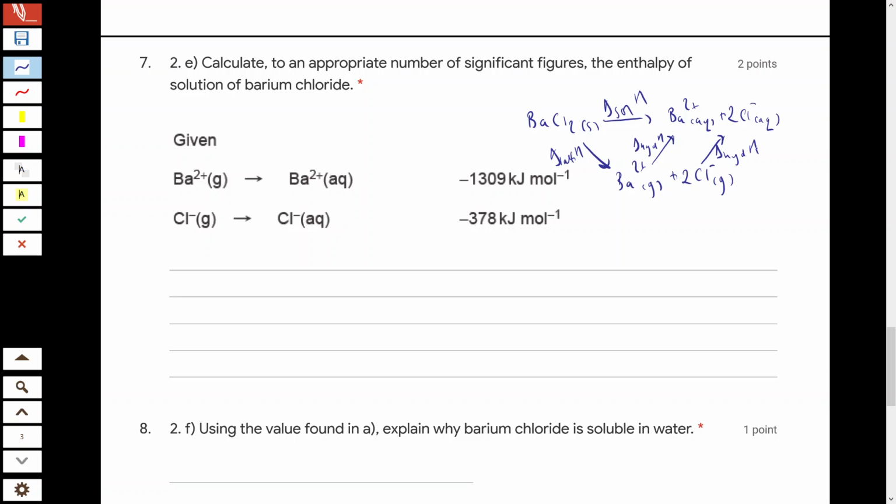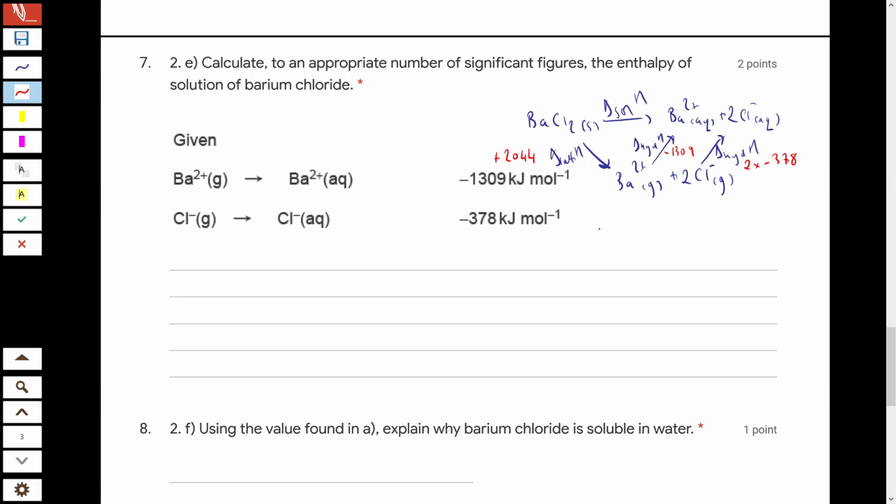Okay, so we have to look at what we've got here. They've given us two values in the question, which look like hydration values, going from gaseous ions into aqueous ions. So for barium it's minus 1309, and for chloride it's minus 378. You have to be careful here because I've got two chloride ions, so I need to go for 2 times minus 378. Then I've got my lattice enthalpy. Now, we did give you error carried forward. You have to just use your value from the previous question. So the correct value is plus 2044. So if you did use your value and showed that in your working out, it was fine.